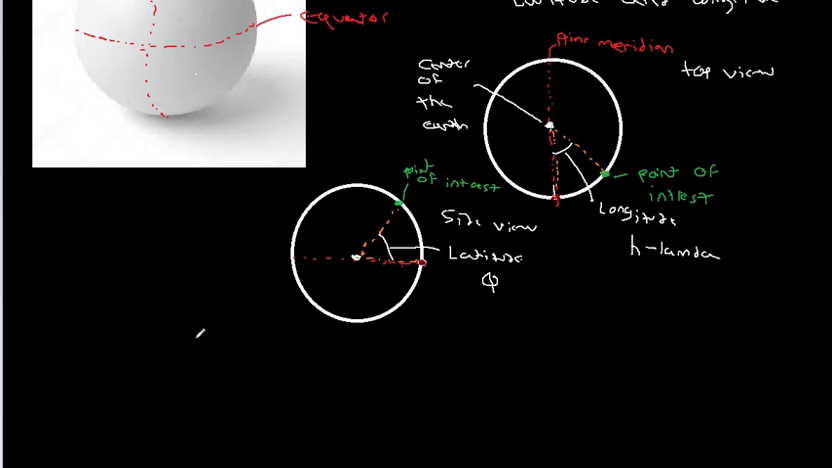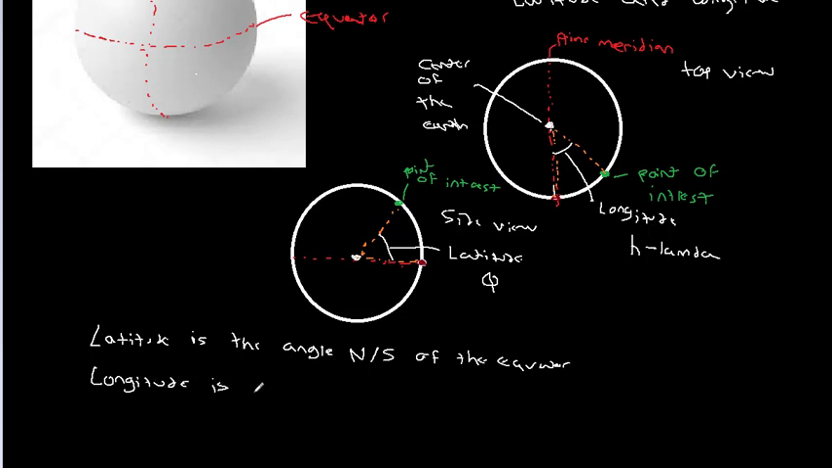So let's go ahead and just wrap this up by defining the terms here. So we know that latitude is the angle north-south of the equator, and we know that longitude is the angle east-west of the prime meridian.